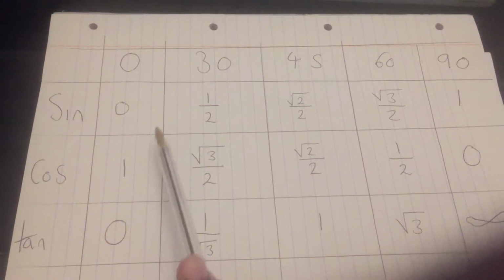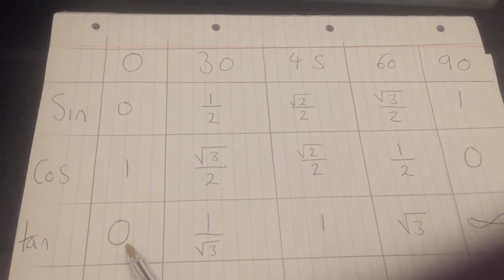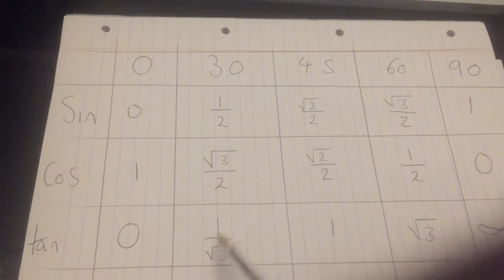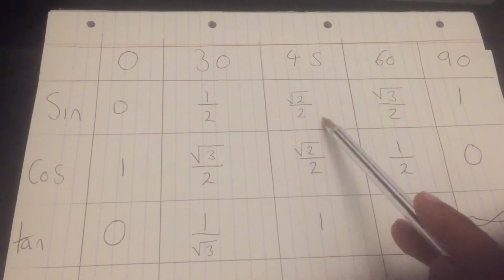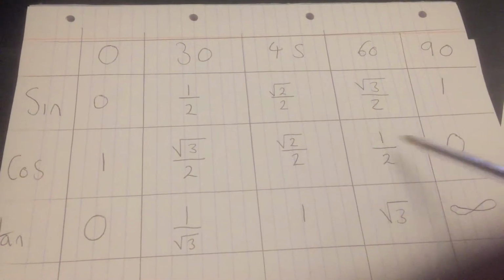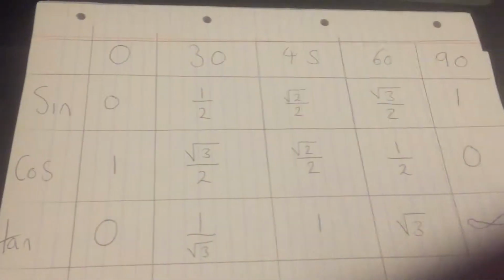And then if you have a look at the tan section, all it is is the sine values over the cos values. So 0 divided by 1 would be 0. A half divided by square root of 3 over 2 would be 1 over square root of 3. Square root of 2 over the square root of 2 would give you 1, and so on. And then 1 divided by 0 would be infinite.